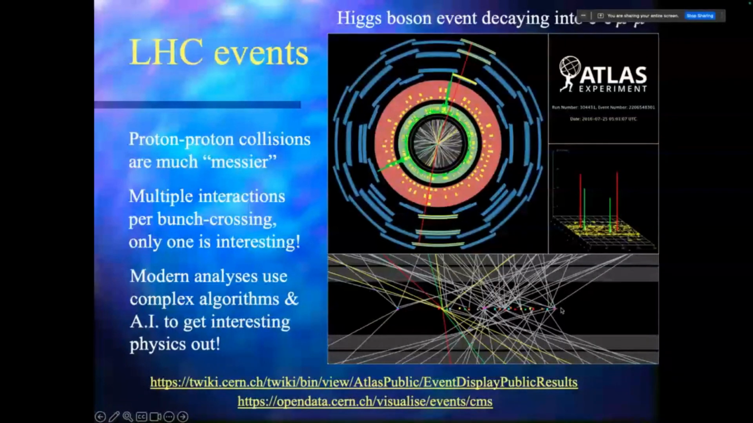So if you look at it in the horizontal direction, you can see how many different potentially interesting interactions are happening at any given time that we take a picture of the detector, but only one of these is actually interesting. Okay? So this is an example of a Higgs boson candidate event decaying into a pair of electrons, which you can see with the green lines, and then the 2 muons that you can see as the red lines passing all the way through the detector. And of course, modern analyses are much more complicated than just looking at them by eye. They use complex algorithms and AI to actually get interesting physics out of it. And so you can use these links here to have a look at some other event displays as well.